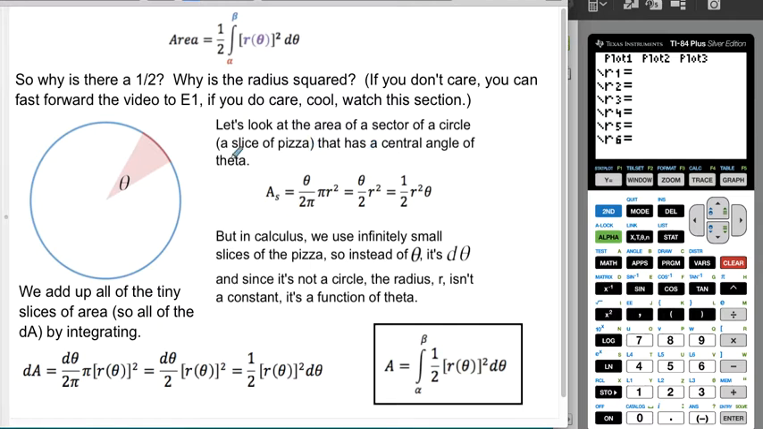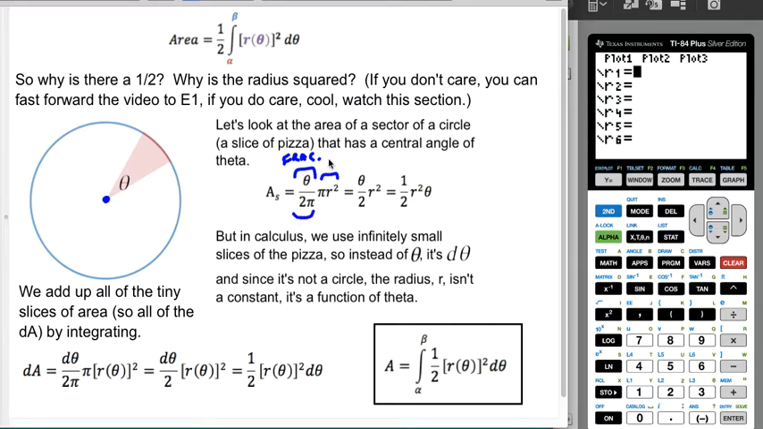So let's look at the area of a sector of a circle. Here's a circle. A sector of a circle is like a slice of pizza. It has a central angle of theta, and this is the center of the circle. If I wanted the area of the sector, which I denoted as A sub s, it would be whatever fraction of the circle we're talking about. Because 2 pi would be the whole circle, theta over 2 pi is the fraction.